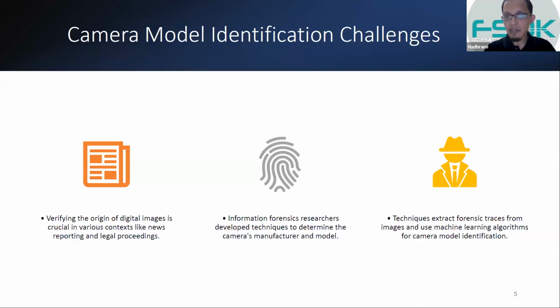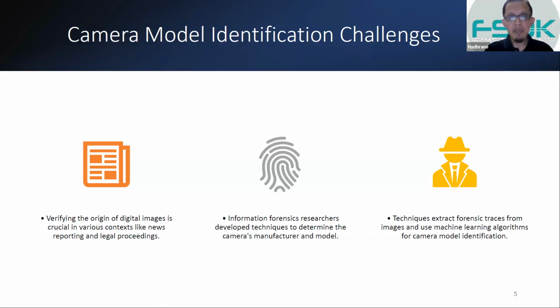So let's briefly go through the basic camera model identification. What are the challenges that we are facing in camera model identification? One of the challenges here is the effort to verify the origin of digital images, the efforts that we need to take in order to verify the origin of the digital images. This is very crucial in the forensic field because it can take many contexts like news reporting and legal proceedings.